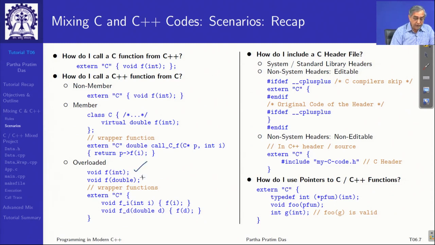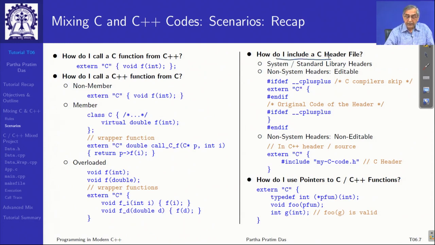Now, for overloaded functions, if we have overloaded functions either in the non-member or in the member, all kinds of things are possible. Again the same trick will have to be done, we will create wrappers for them, and all of these will again be in extern C, so that C can recognize it. So, that is the overall way to handle function calls across C and C++.